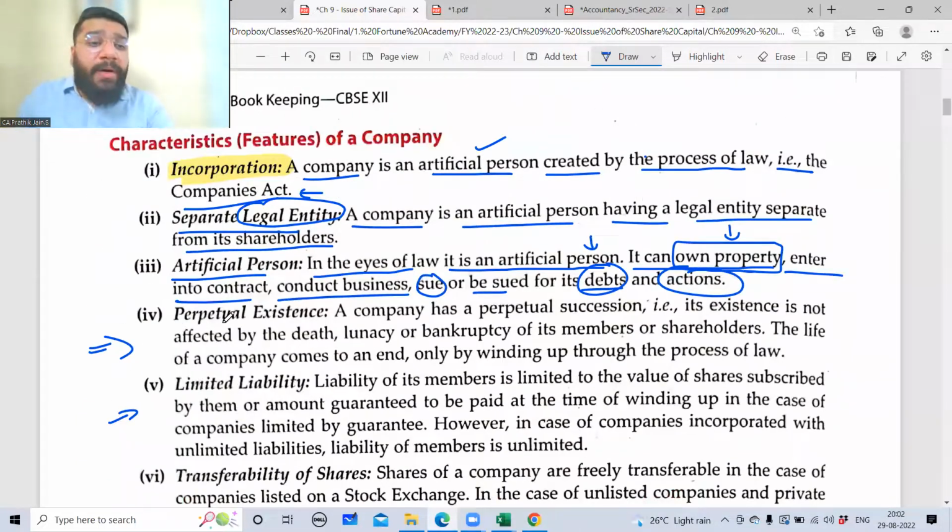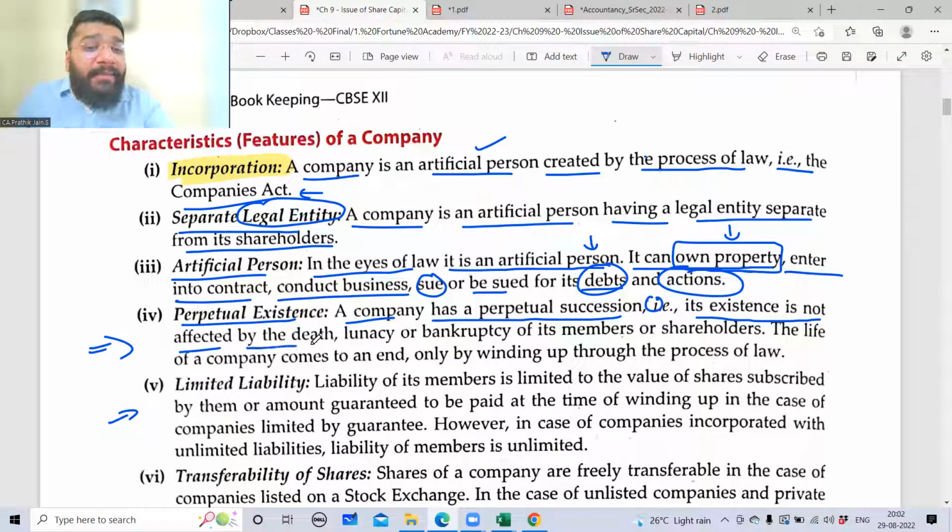Next is, guys, perpetual existence. A company has a perpetual succession. That is, its existence is not affected by the death of any shareholder, by the lunacy of any shareholder. Lunacy means what? Insane, mental. What else? Lunatic. So if a member becomes a lunatic, will that affect the going concern of the company? No. The company will go on and on.